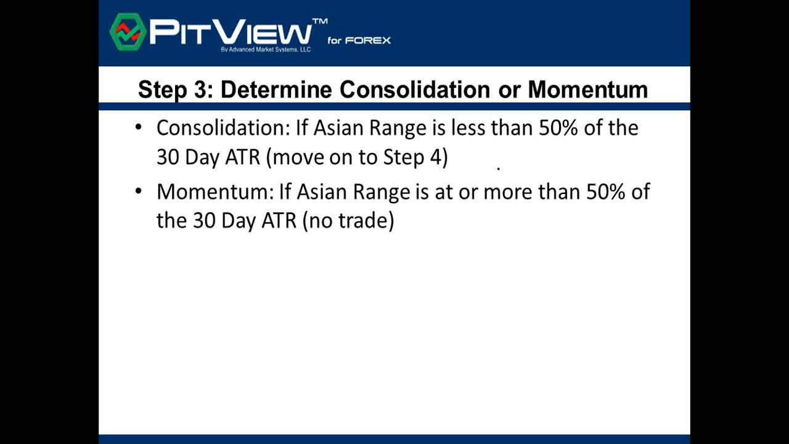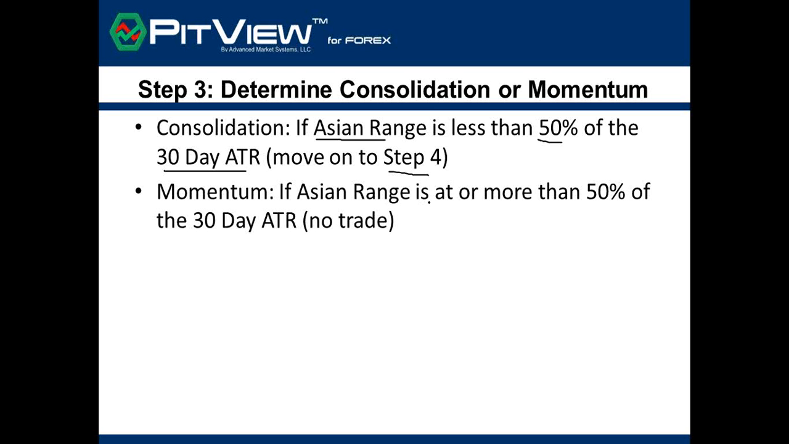Whatever number you get for the 30-day ATR on, let's say, the euro-dollar pair, if the range during the Asian session from 5 p.m. to 2:59 a.m. Eastern time is less than 50% of whatever that number is for the 30-day ATR, you would move on to step 4. That means you have the okay to place a trade. That means you would define the market as being in consolidation mode during the Asian session.